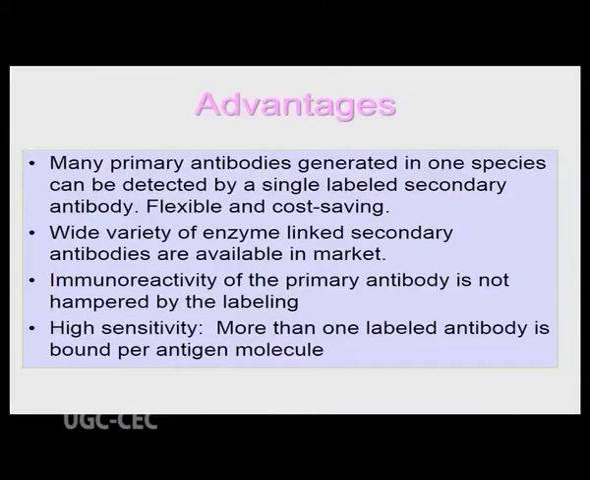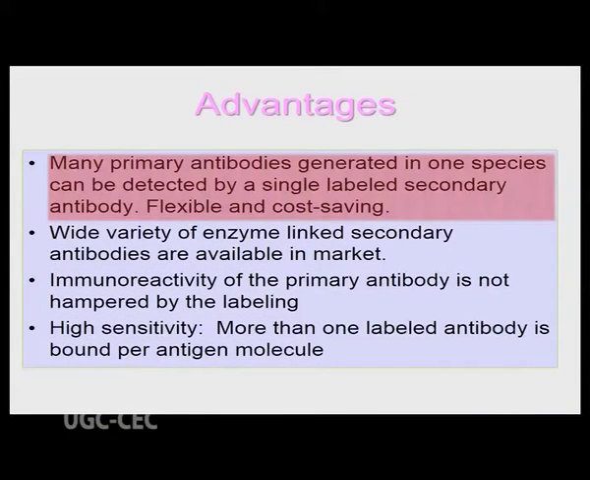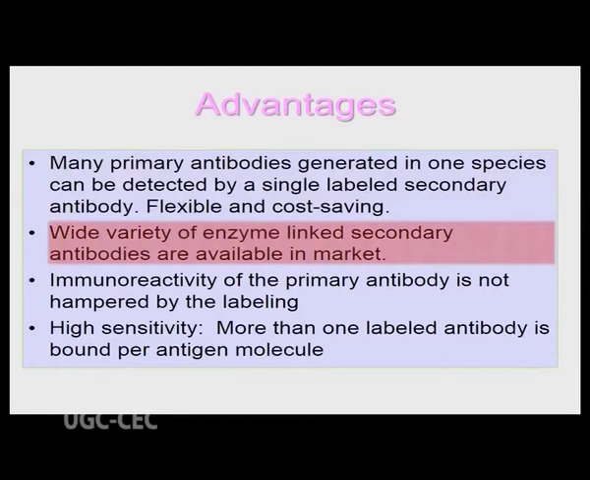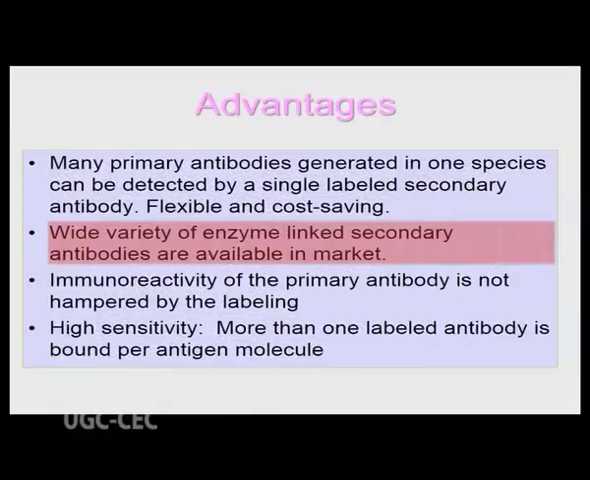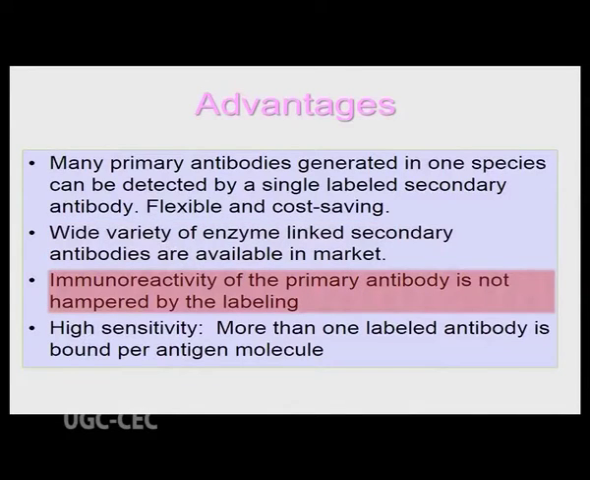Now, there are many advantages of indirect ELISA, like many primary antibodies generated in one species can be detected by using a single enzyme labeled or fluorescent dye tagged secondary antibody, because secondary antibodies are developed against the Fc region of a primary antibody. And a wide variety of enzyme linked secondary antibodies are available commercially, and this reaction is highly sensitive because we are using more than one antibody here. And immunoreactivity of the primary antibody is not hampered because we are using the enzyme tagged secondary antibody.